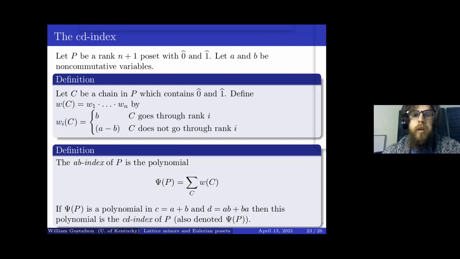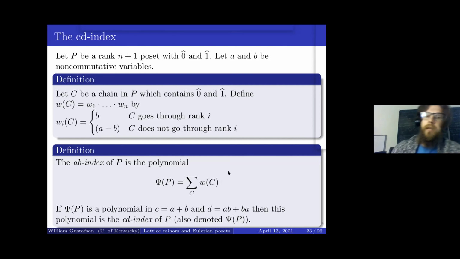Okay, so if we have a rank n plus 1 poset with minimal element and maximal element, then we define first the AB index in this way. So we have non-commutative variables A and B, and then we define these weights for every chain. So you get a B for every rank you do go through, and then an A minus B for every rank the chain does not go through. Okay, and then the AB index is just the sum of all those weights over all the chains.